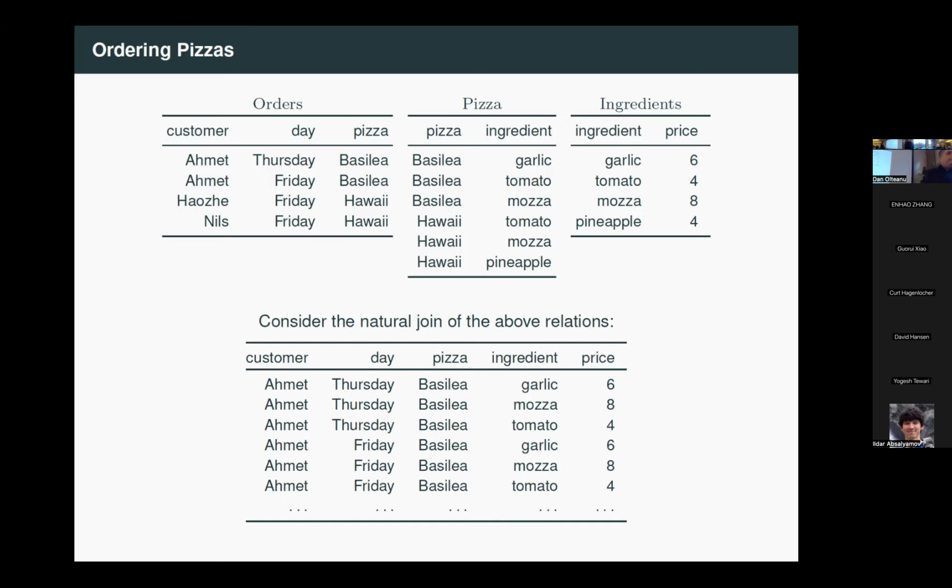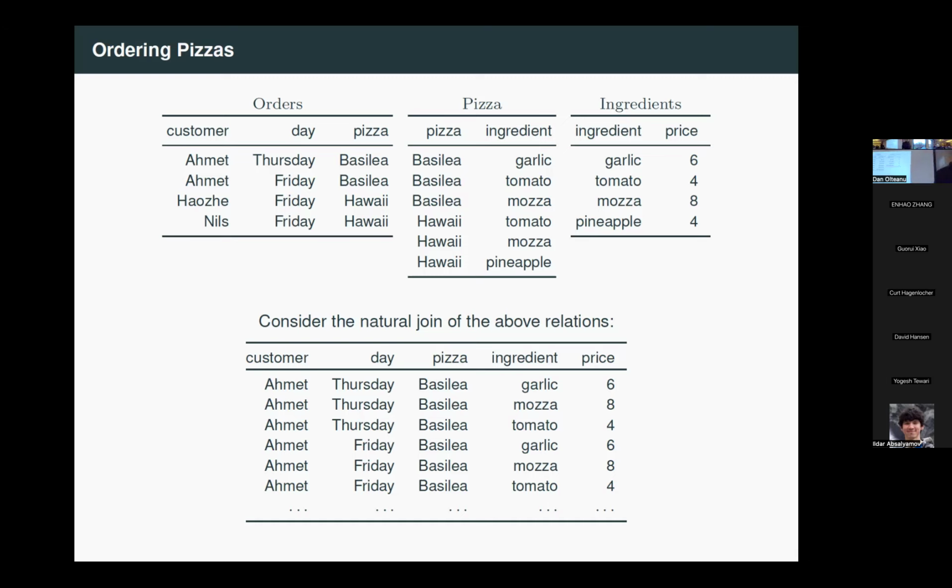So if you join them, the natural join, which is of course between orders and pizza on the pizza column, and between pizza and ingredients on the ingredient column, you get something like this, right? Here, what you see on the slide. Now, I don't show the whole result, but it's enough to realize that, for instance, Basilia here appears many times, garlic appears several times, mozzarella appears several times, and so on. Ahmed appears many times, and so on.